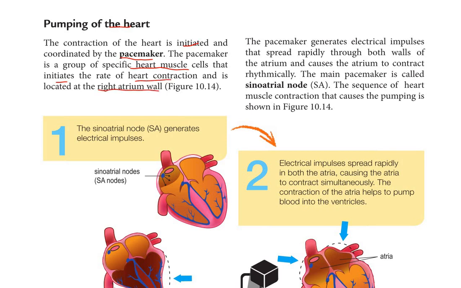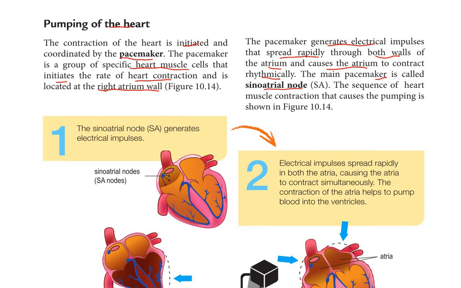The pacemaker generates electrical impulses that spread rapidly through both walls of the atrium and cause the atrium to contract rhythmically. The main pacemaker is called the sinoatrial node, or SA. The sequence of heart muscle contraction that causes the pumping is shown in figure 10.14. So actually the pumping of the heart starts with the pacemaker.